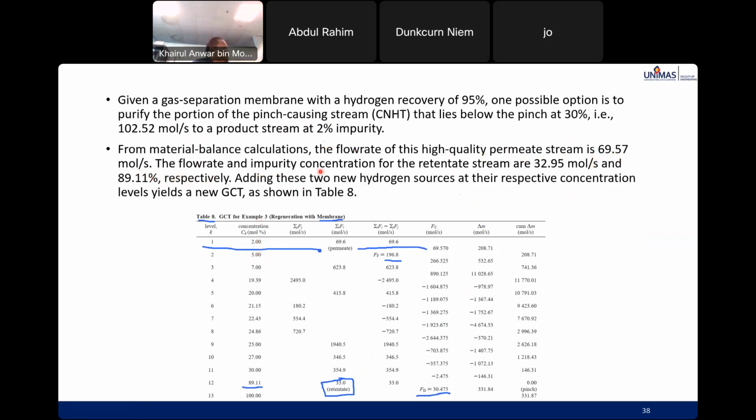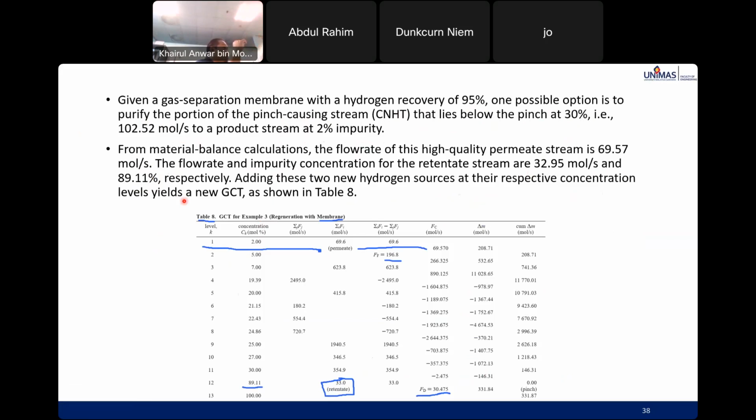The flow rate and impurities concentration for the retentate stream are 32.95 mole per second and 89.11% impurities. So the clean gas, after they purify it, the concentration is reduced from something like 13%, sure, but they didn't say, to 2%, while the remaining is retentate.